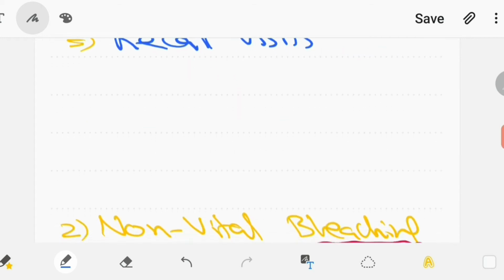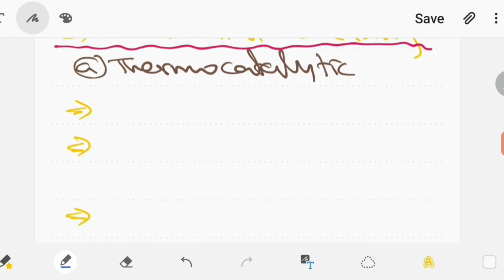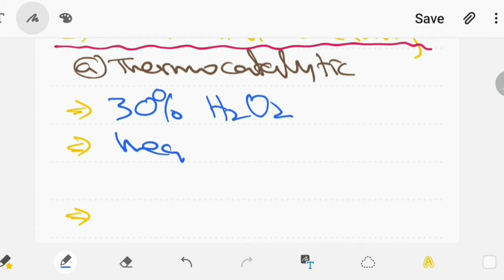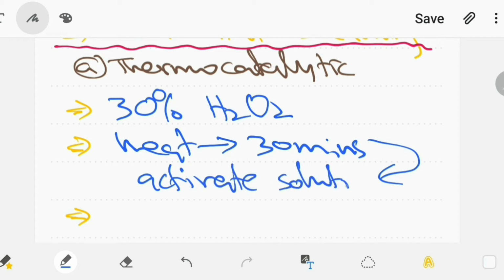Now let's talk about the second type of tooth bleaching, which is non-vital bleaching. It is divided into the thermocatalytic technique, in which 30% hydrogen peroxide is applied to the pulp chamber. Then we have to apply heat for 30 minutes to activate the solution in the pulp chamber. After that, the solution is rinsed from the chamber.